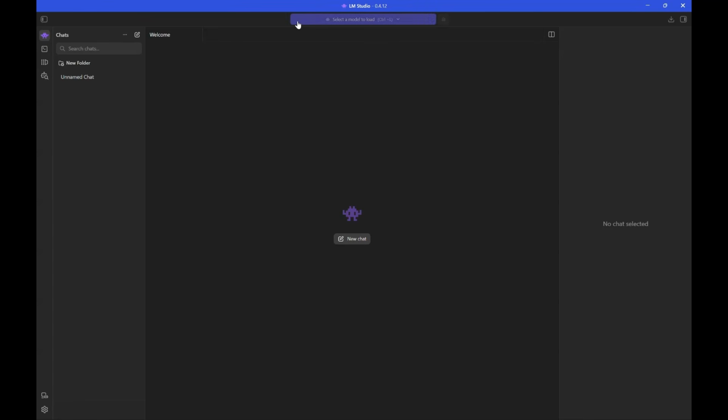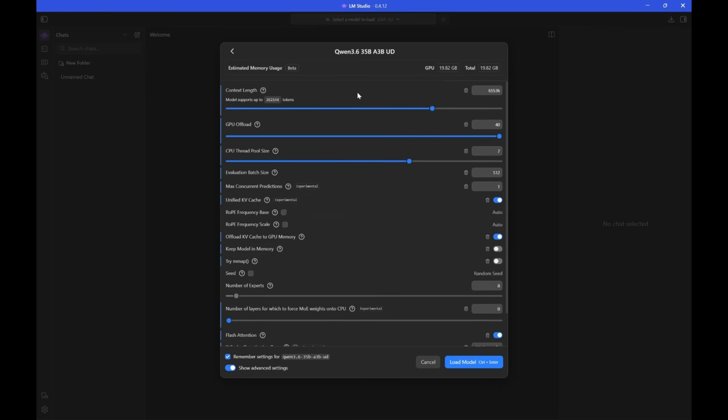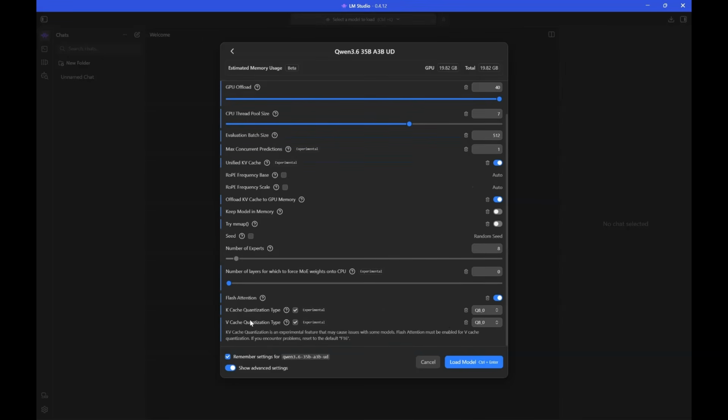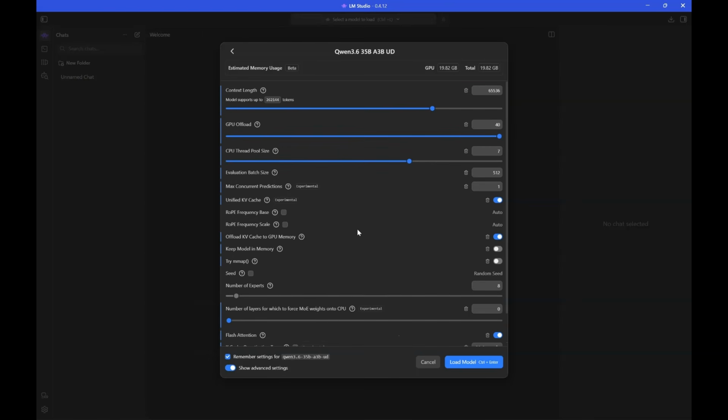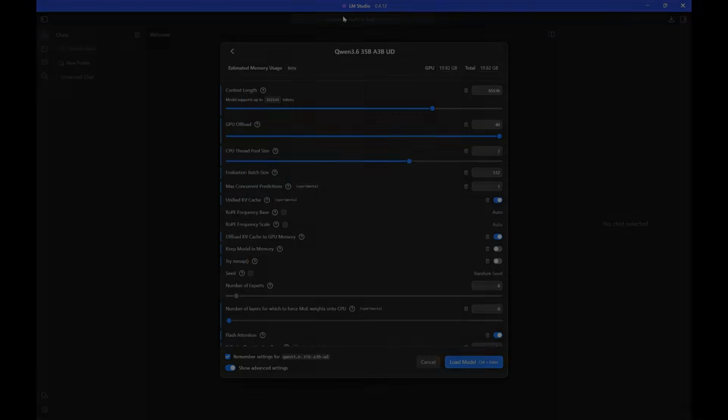Switching to LM Studio, here are the settings I will be using for the IQ4_XS quantization. Basically, I did some runs behind the scenes. I maxed out the context length to the maximum I can use while not degrading performance. I also enabled flash attention and KV cache quantization at Q8, and these settings, like you see here, enable us to have good performance that we'll be checking later on in the video.